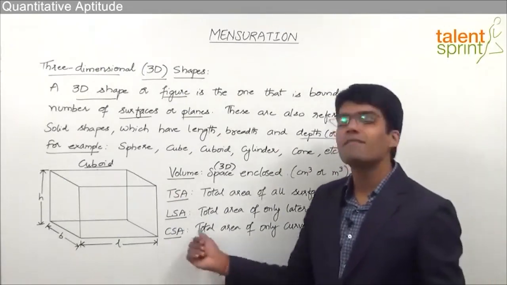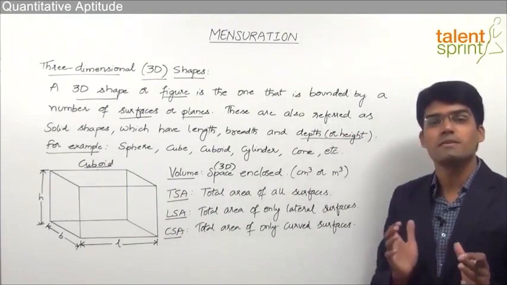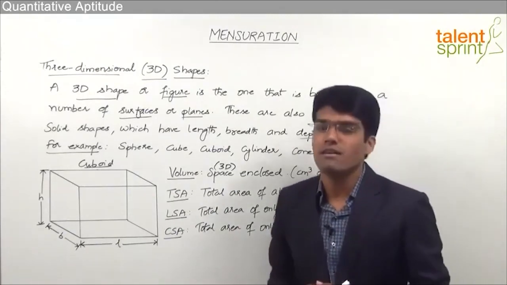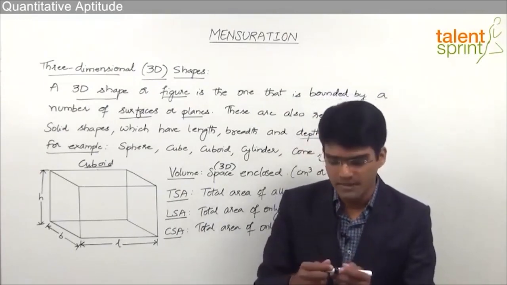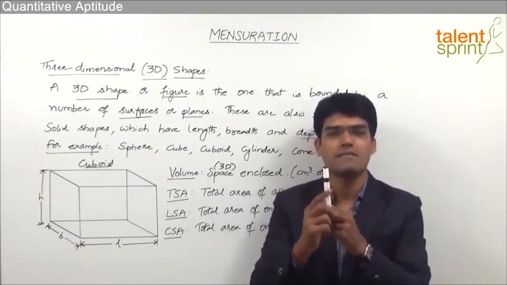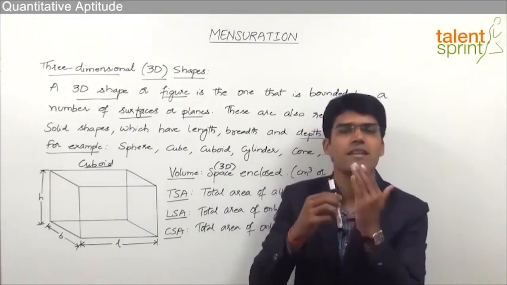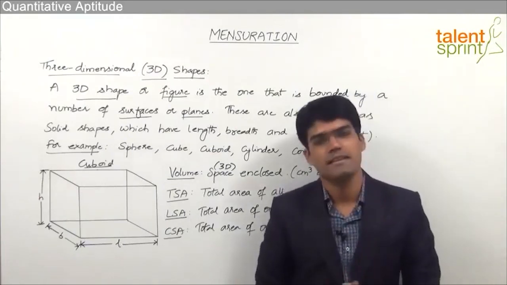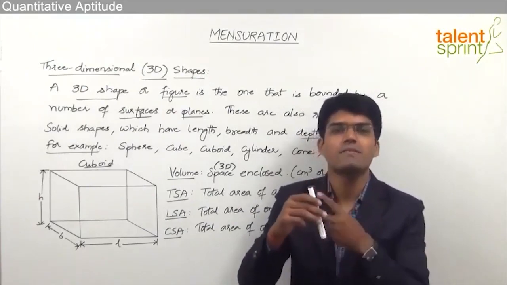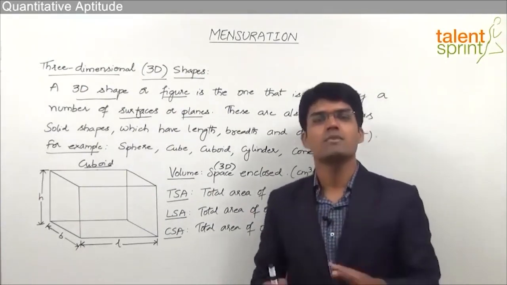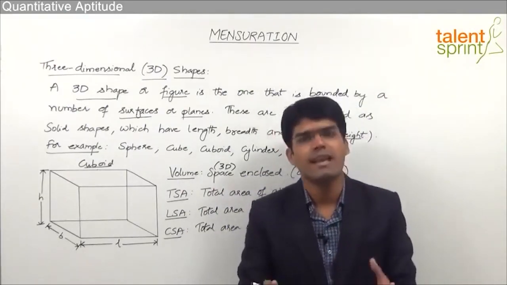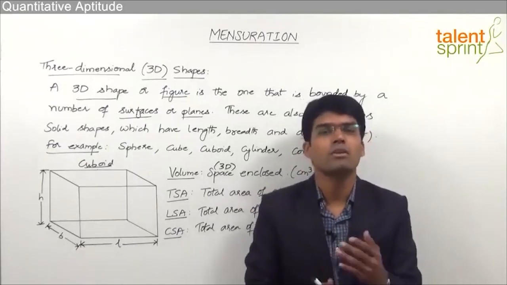And the last one here is curved surface area. So in those solid shapes where there is a curved surface, the total area of only those curved surfaces is referred to as curved surface area. For example, in a cylinder, as we have seen, this is a cylinder. So where the base is circle, top is circle, and there is a curved surface. So area of this surface which is surrounding the cylinder is referred as curved surface area. And the total surface area would be area of base plus area of top plus the area of the curved surface. So total surface area is the total of all the surfaces. Curved surface area is the total area of only the curved surfaces. And lateral surface area is nothing but the total area of only the lateral surfaces.